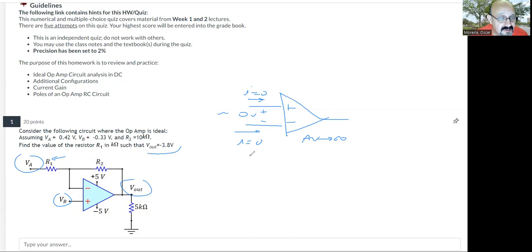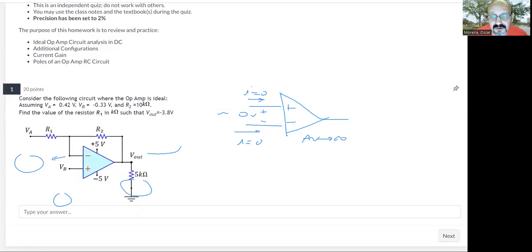So what you need to do is to use your circuit analysis techniques and find an equation for R1. In other words, work your solution in terms of R1, and at the end just solve for R1, and that pretty much is the solution for this particular problem.